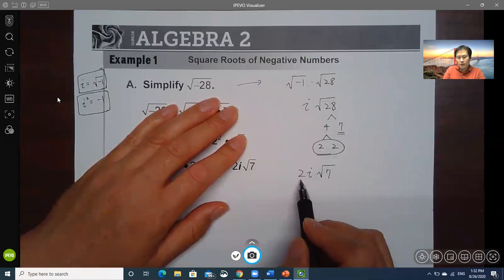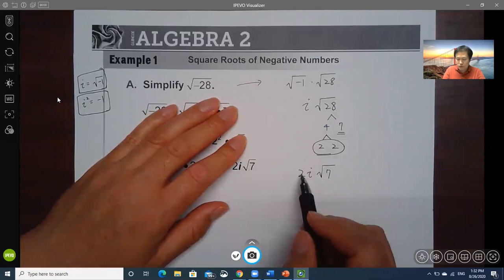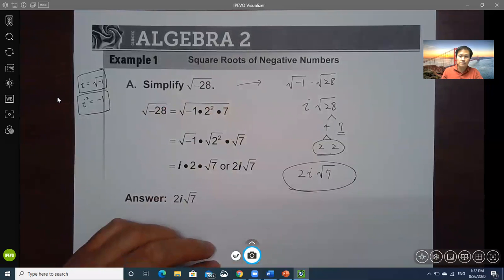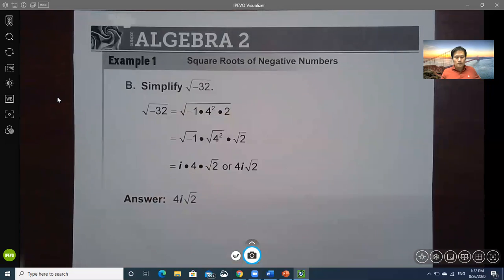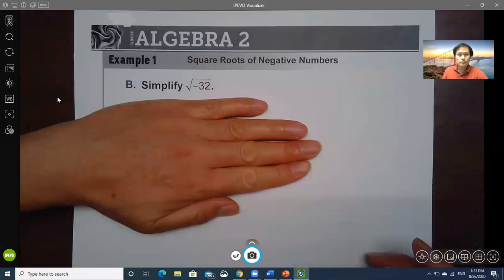Usually you put the number first and i next. Don't write i2, you write 2i square root of 7. That is your final answer. Okay, so you should pause the video. Try it.